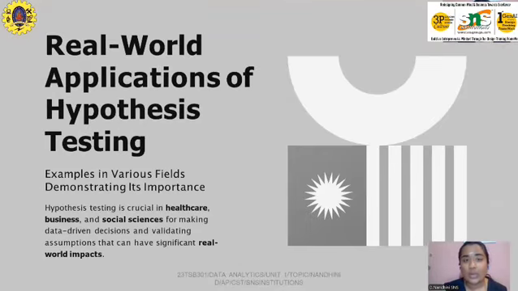Next is real world applications of hypothesis testing. Hypothesis testing is mainly used, first, in business and marketing, for example, testing advertisements. Second, customer service methods. And third, how the revenue has been generated. We are using it in business.